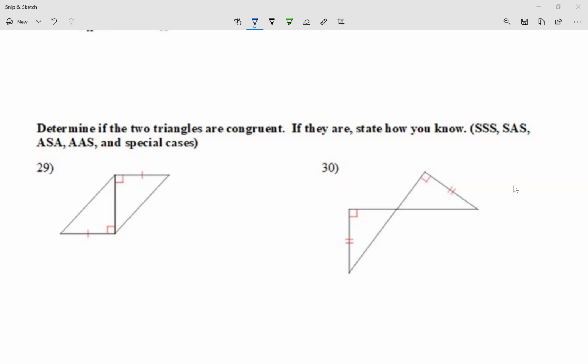Okay, now we're going to add some cases. So we're going to be looking at, it says, determine if the two triangles are congruent. If they are, state how you know. We have side, side, side, side, angle, side, which we learned on Monday. Angle, side, angle, angle, angle, side, which we learned on Tuesday. But now we're going to talk about special cases. What are special cases? Let's take a look.